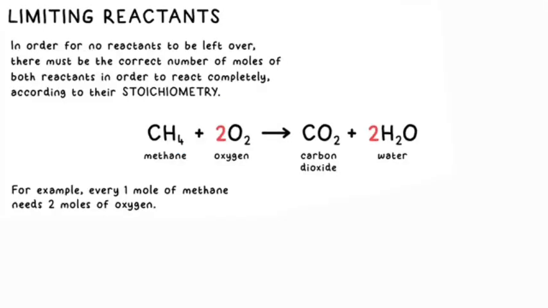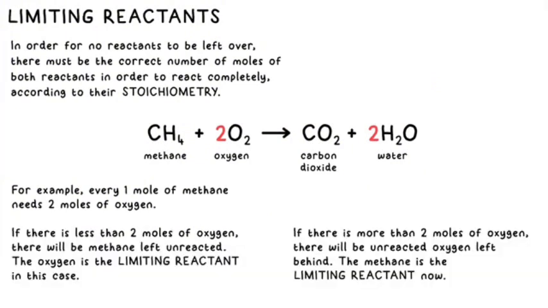Of course, we can also use moles to predict how much of a reactant we would need in a reaction. As you can see, we need 2 moles of oxygen to every 1 mole of methane. If we had that 1 mole of methane, but only 1 mole of oxygen, that means that not all of the methane would react. Some would be left behind. We say that the oxygen is the limiting reactant in this case.